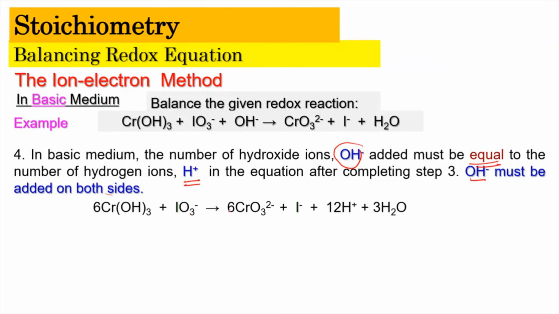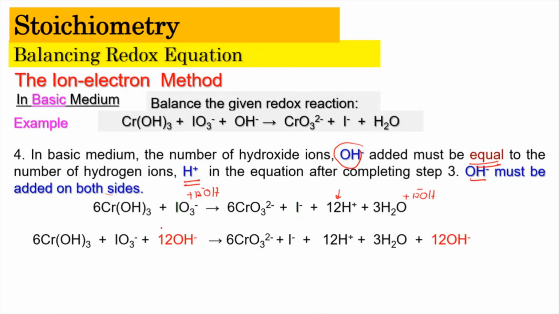Okay, so this is the equation that we have made just now, but now we're going to add OH-. OH- needs to be added on both sides, the left hand side as well as the right hand side. But how many should we add? We need to look at the number of H+ ions. If the number of H+ ions is 12, we're going to add 12 OH-. Same goes for the left hand side. When you do this, which is the red color here, you have already added them. And as you can see, you have 12H+ and 12OH-.